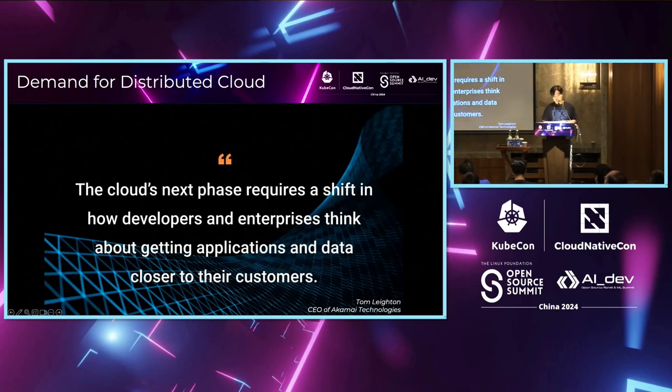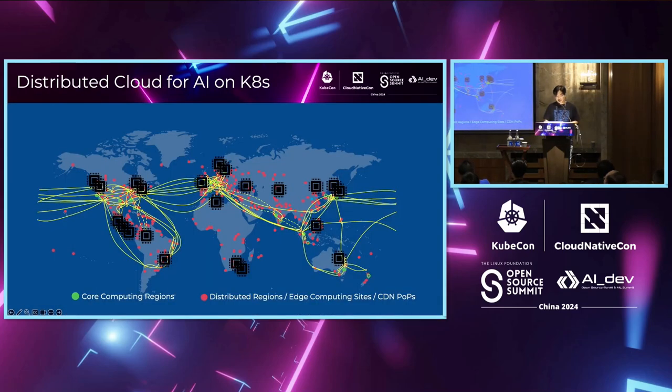The cloud's next phase requires a shift in how developers and enterprises think about getting application data close to their customers. So not only cloud, what about having Kubernetes clusters closer to the end users and developers? The next-gen Kubernetes clusters should be in the core computing regions, which means run by the major hyperscalers and cloud service providers in famous cities and countries. And not only core computing regions, but also distributed regions on the edge computing side, no matter what type of site, it can be CDN PoPs as well.